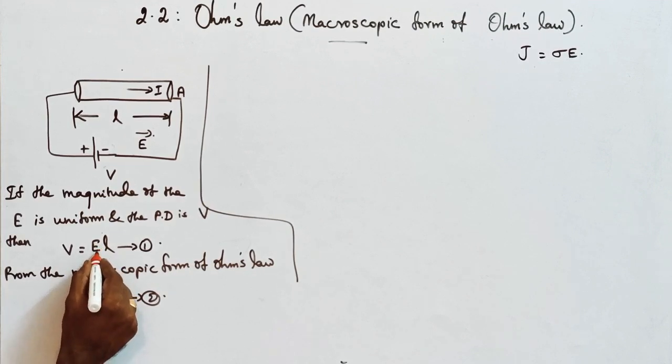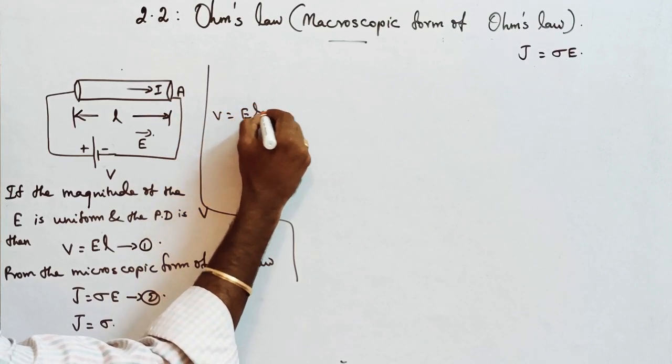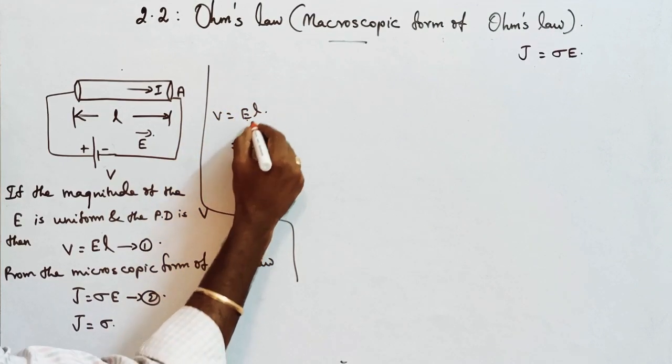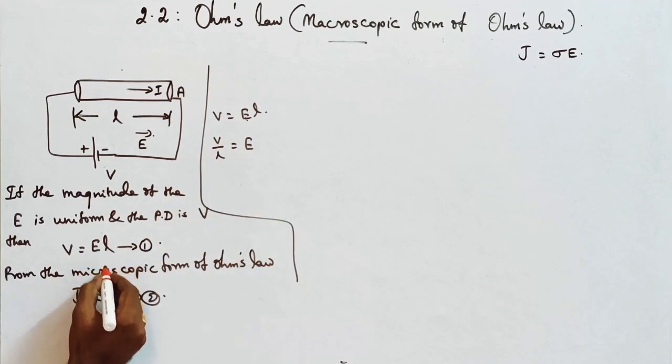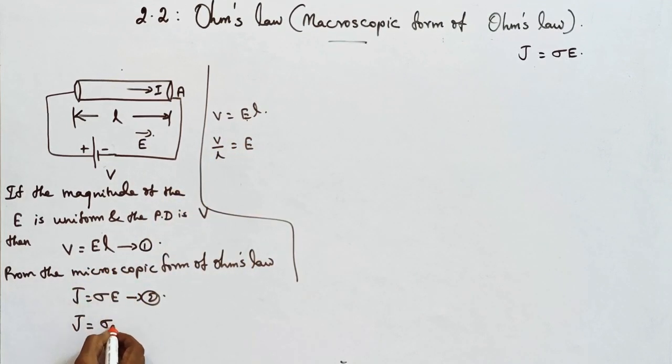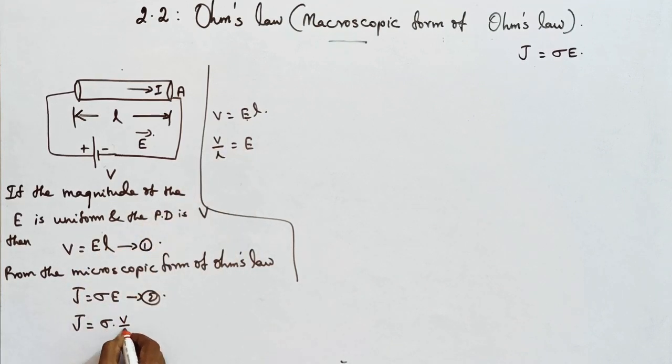How do we bring E here? V is equal to EL. From this, E is equal to V by L. So J is equal to sigma into E, and substituting E, we can put V by L. So this is equation number 3.